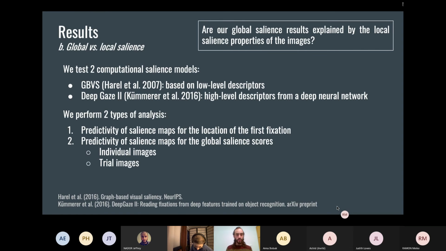And for comparing the global versus the local salience, we performed two types of analysis. One was to test the predictivity of the local salience maps to predict the location of the first fixation in our experiments. And the second type of analysis was comparing the predictivity of the salience maps with our global salience scores derived with the logistic regression models.